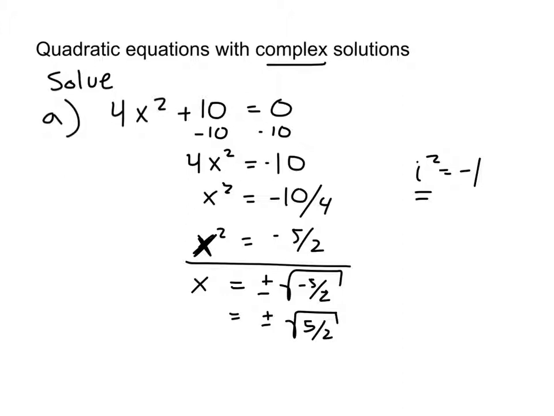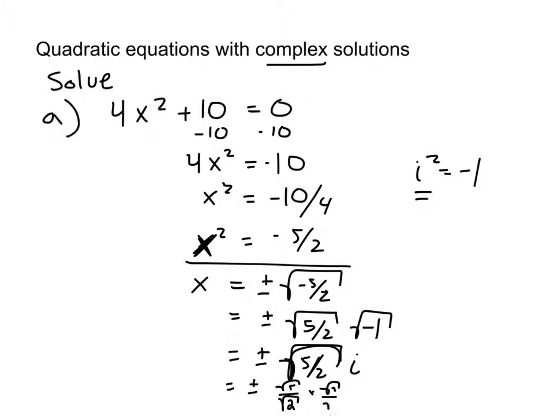So that'd be the square root of 5 halves times the square root of negative 1. And that square root of negative 1 is i. Okay, so now we have our solution: plus or minus the square root of 5 halves times i. Now I should rationalize the square root of 5 halves, meaning I should get rid of the square root in the denominator. So to do that, I will multiply by square root of 2 over square root of 2. So I'm going to multiply this by square root of 2 over square root of 2.